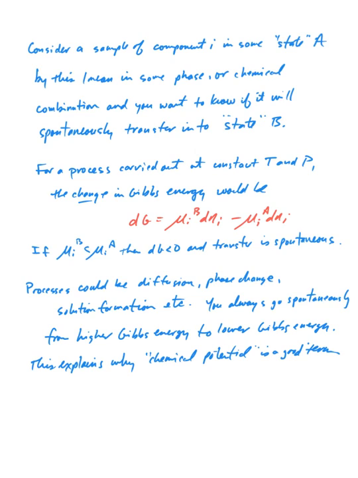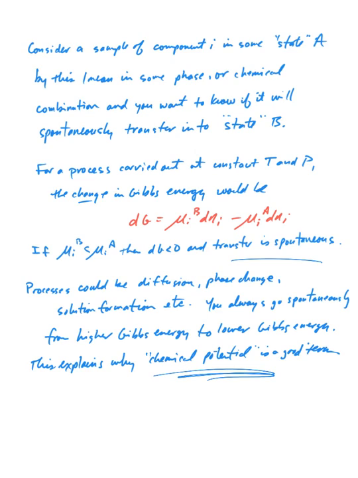If the chemical potential of state B is less than the chemical potential of state A, then the dG term will be negative, and therefore the transfer is spontaneous. So the kind of process you could talk about is phase change, diffusion, solution formation, etc. You always are going to go spontaneously from a higher Gibbs energy to a lower Gibbs energy. This explains why chemical potential is a good term.